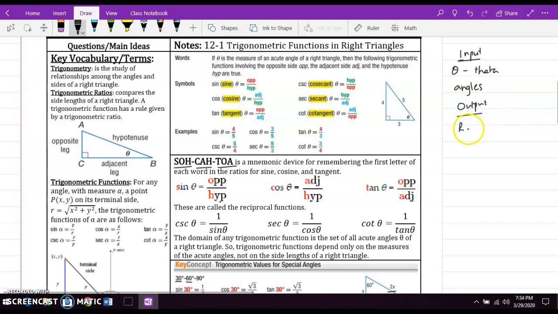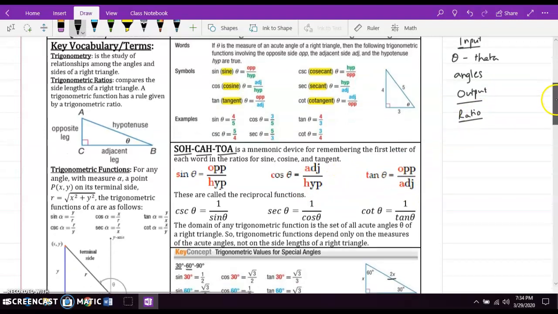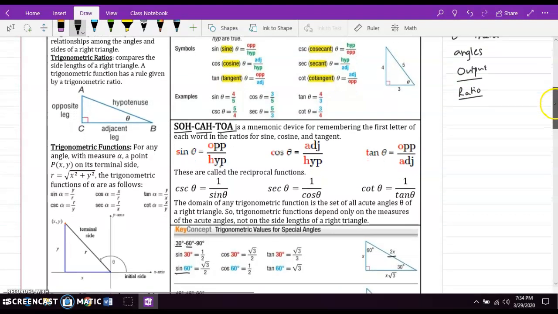Remember, a ratio is just comparing two sides or two numbers. In this case, two sides of the triangle. So sine, cosine, and tangent do the same thing. They just compare or give you the ratio of different sides of the triangle. So that's what the mnemonic SOHCAHTOA represents. Sine is the opposite over hypotenuse, cosine is the adjacent over hypotenuse, and tangent is the opposite over adjacent. And we'll review how to label those when we get to the first problem.